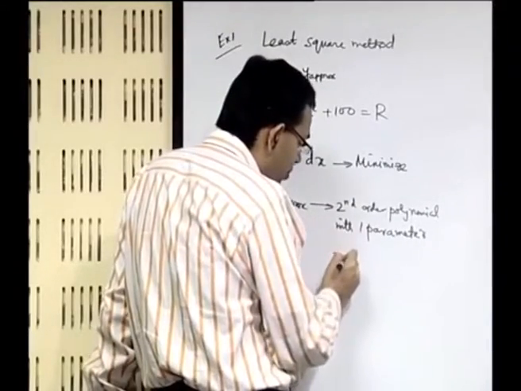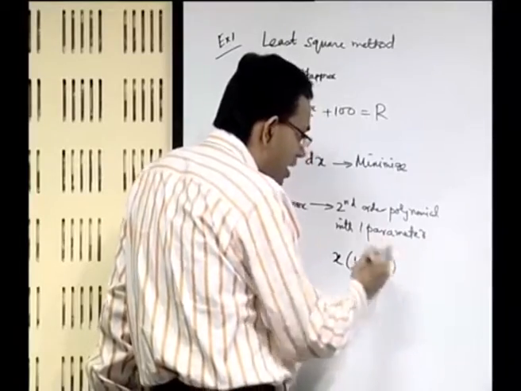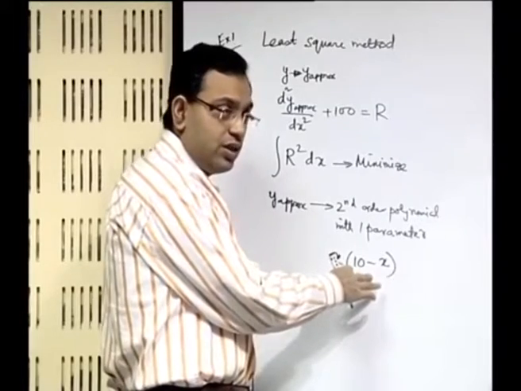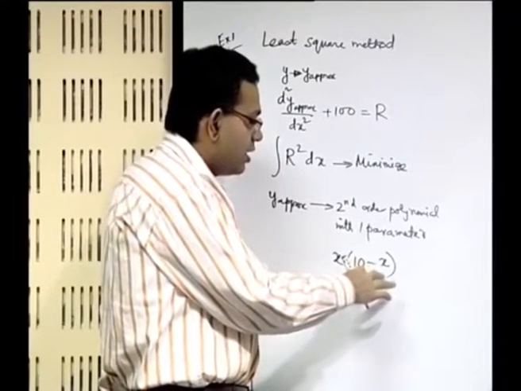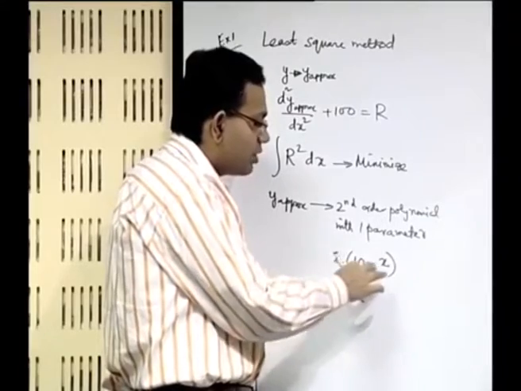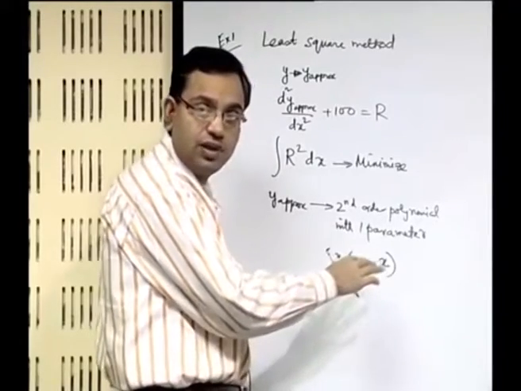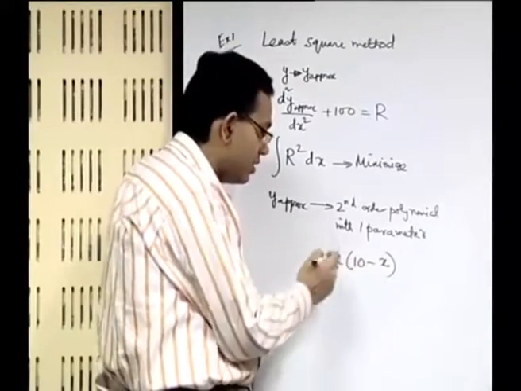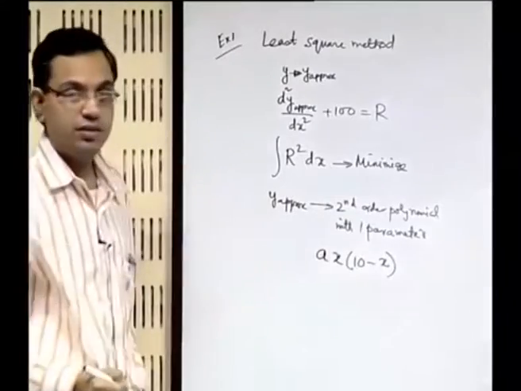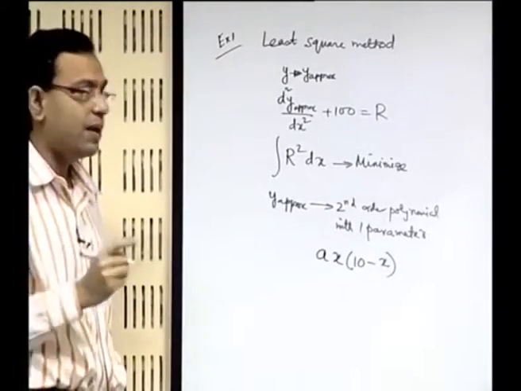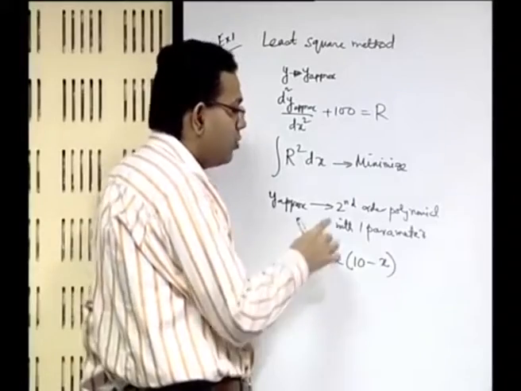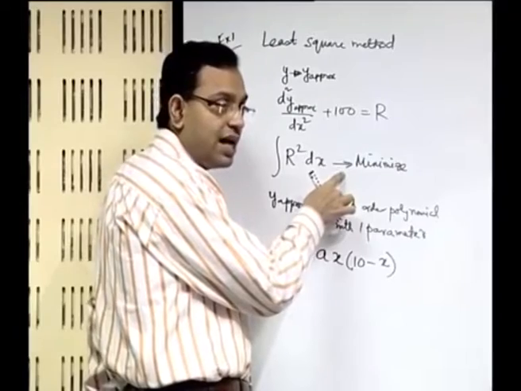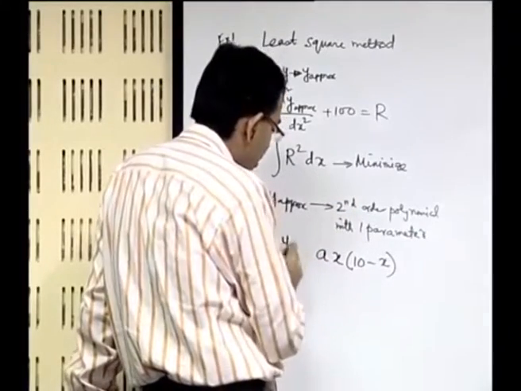So, a general form of the polynomial can be x into 10 minus x, because this is a second order one, you have constructed it by deliberately choosing the product of two first order functions, so that it is a second order function. Now, it satisfies the essential boundary condition and you consider a parameter a, which is a single multiplying parameter. You want to find out this a such that this is minimized. So, this is your y approximate.